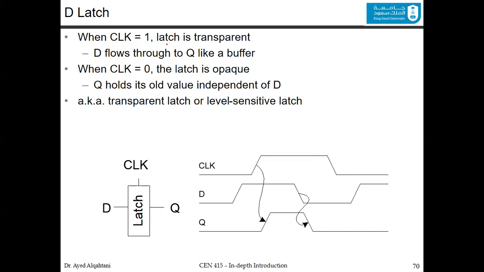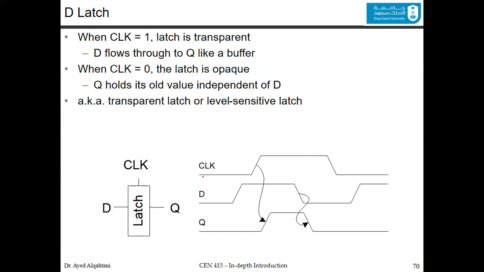When the clock is 1, the latch is transparent, meaning that the D will show up in the Q. When the clock is 0, the latch is opaque, or it's latching the value, it's saving the value inside the latch, which means that the Q will hold and it will have its old value regardless of the value of D. And then the timing diagram shows this very clearly.